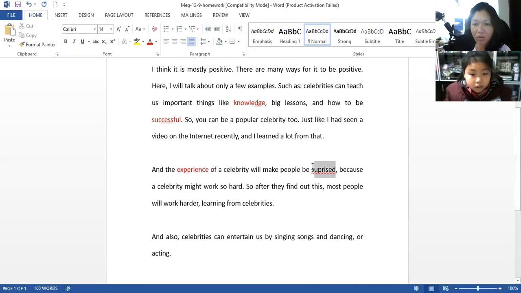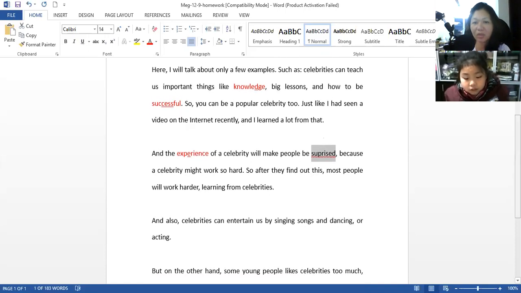Okay, this word also has an incorrect spelling. How are you going to correct this word? Maybe there is something after P. What is the something? I don't know. Read this word. Read it. Surprised. Okay. So based on your pronunciation of the word, do you see any missing letters?